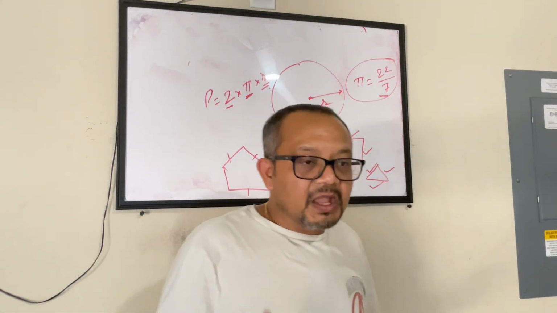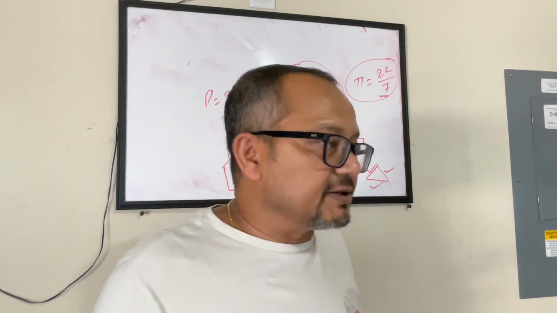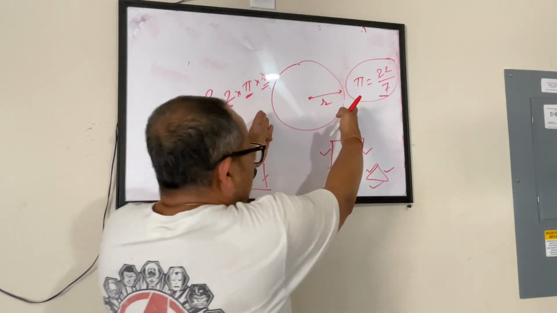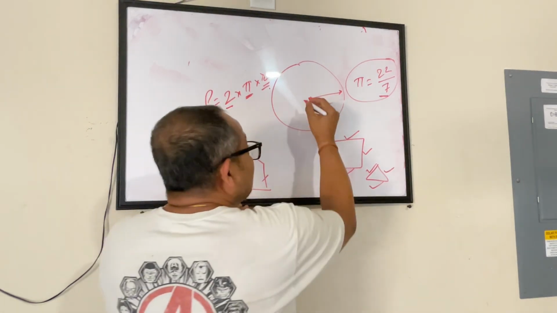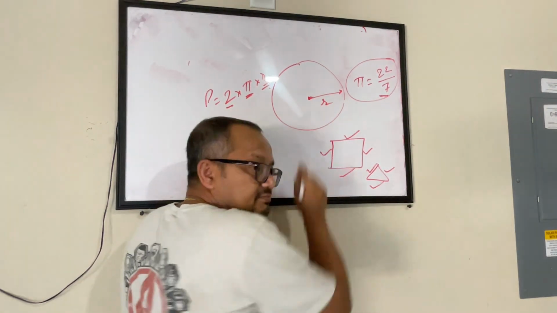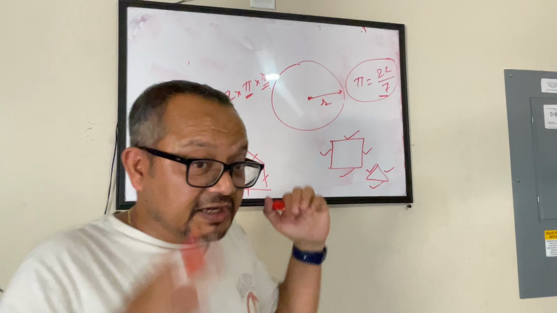So, a circle's property is this. If I have a circle, what it means is, there is something called a center. Center of the circle.